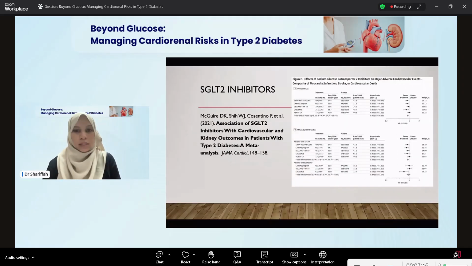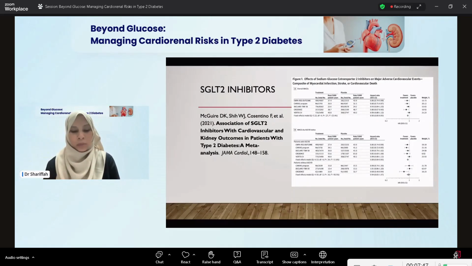SGLT2 inhibitors, on the other hand, were also looked at. This meta-analysis comprises 6 trials, about 4,900 patients, just shy of 5,000, and about 81.6% of them actually have MACE outcomes. MACE outcomes in this case will be MI, myocardial infarction, stroke, or cardiovascular death. They found that overall, SGLT2 inhibitors significantly reduce the risk for MACE, at about 0.9.